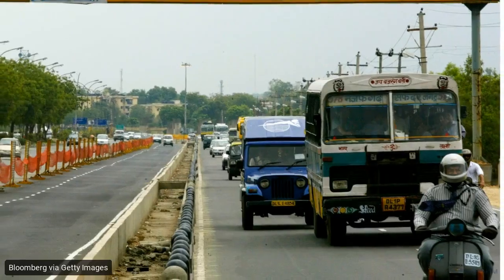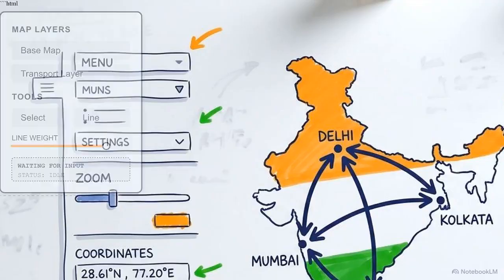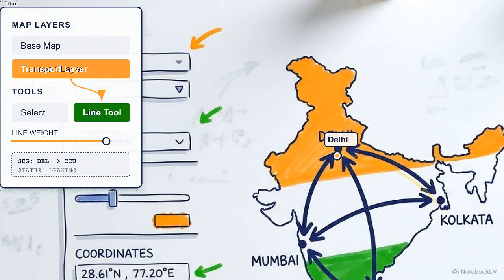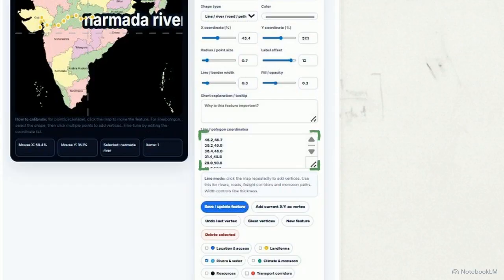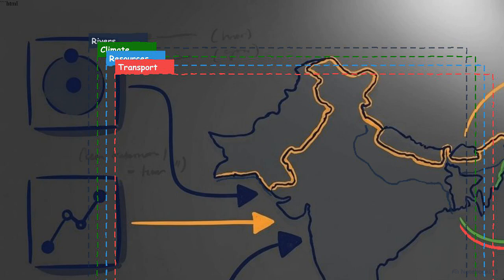For our final demonstration, we will chart the Golden Quadrilateral Transport Corridor. Using the transport layer and the line/path shape, click to connect the major nodes: Delhi, Kolkata, Chennai, and Mumbai. The system automatically calculates the coordinates with every click. To correct an error, select a saved feature. You can use the sliders to fine-tune the position, fix typos in the explanation, or use the delete button to remove duplicate entries. As you add more features, use the layer visibility toggles to prevent the map from becoming cluttered.